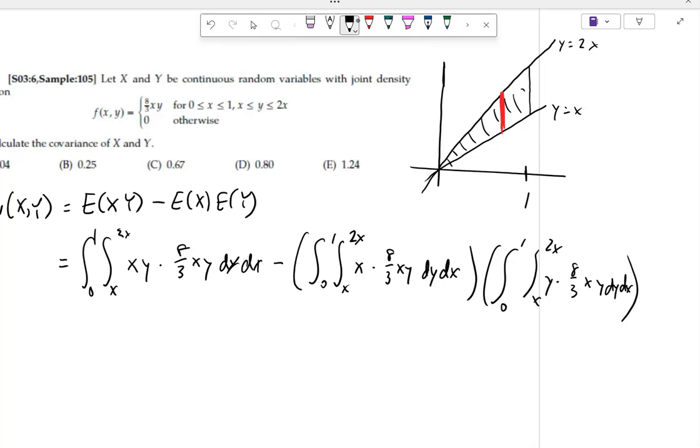But in this case, it's really inconvenient to find the PDF for Y. Because to find the PDF for Y, I have to do two pieces, and so I'll have a piecewise defined function. And then I have to do two integrals to find the expected value of Y. It's this integral that would be more difficult. That's why.